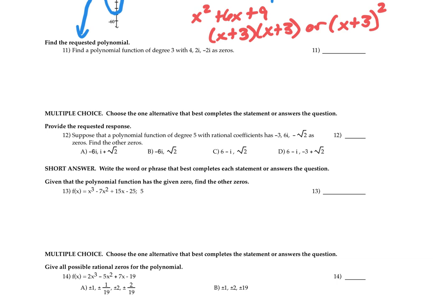So this would become negative 6i, and this would become positive radical 2. Okay? If it was a 2-part, like let's say it was 2 plus 6i, then the other 0 would be 2 minus 6i. So only the sign in between would change. So that one is just looking at the zeros that are given to me and finding out what other zeros I would have.